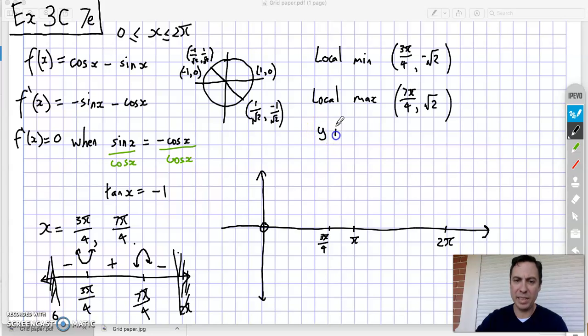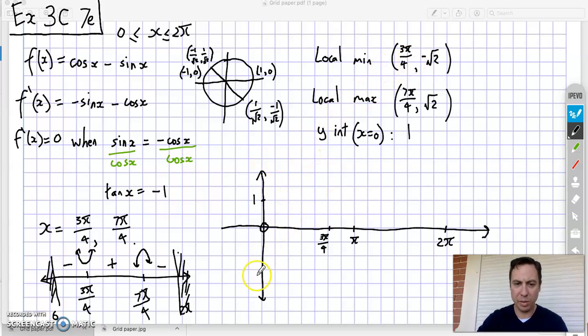So the y-intercept always happens when the x value is 0. Okay, so it's always when you make your x equal to 0. And that will be at cos of 0, which is 1, minus sine of 0, which is 0. So you have 1 minus 0 is 1. Right, so we're starting at 1. Let me put 1 there. Okay, then we go down to a minimum.